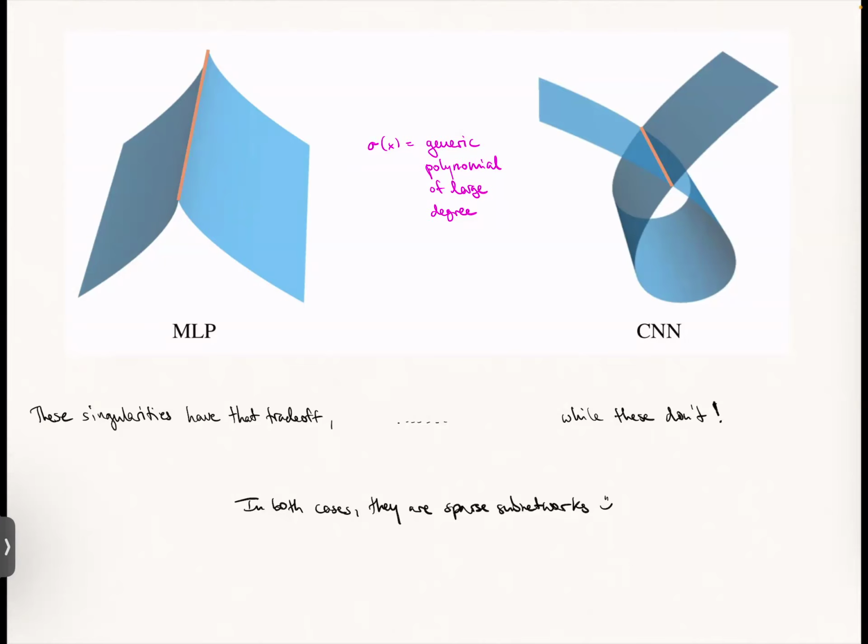Yeah, there are many questions. In these two examples, I know exactly what these singularities are, and I know that they correspond to sparse subnetworks. Now, subnetwork for convolutional means something slightly different, but essentially you can think of filters being smaller so that you can embed the smaller architecture into a bigger one. This is always the idea of subnetworks.